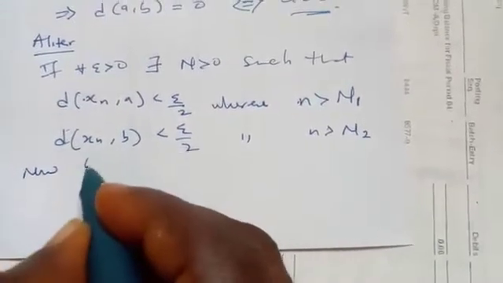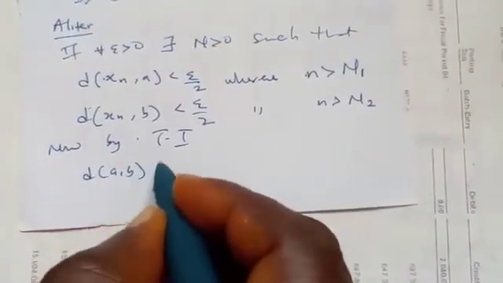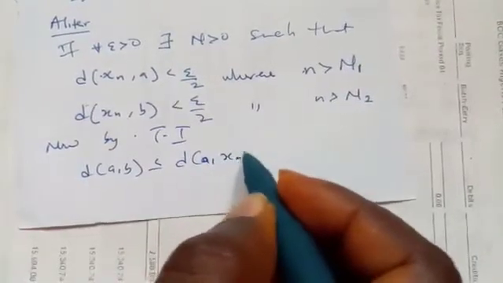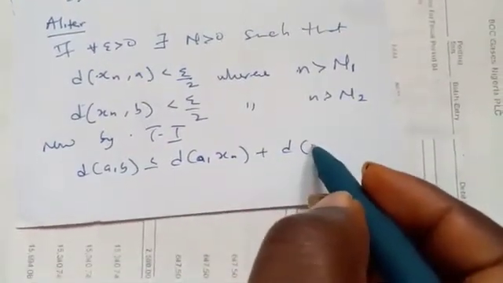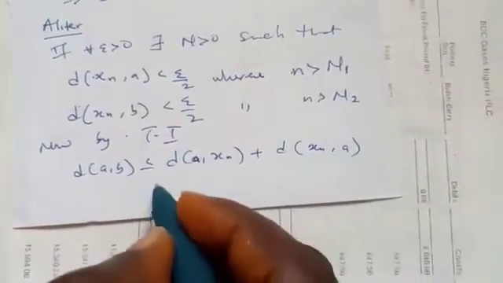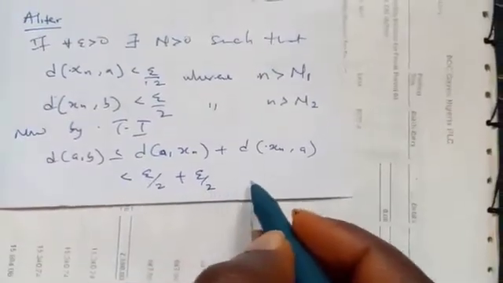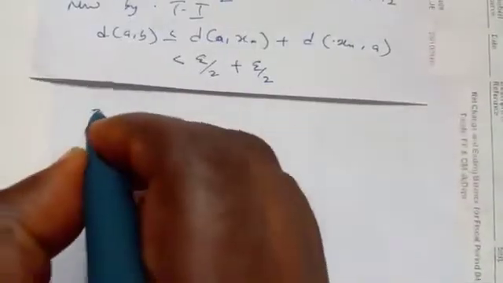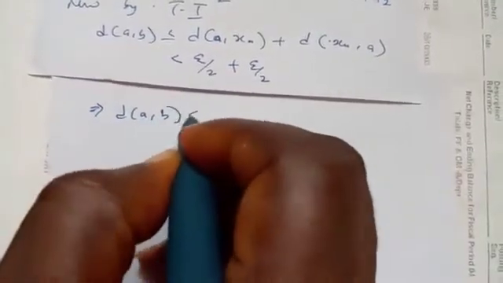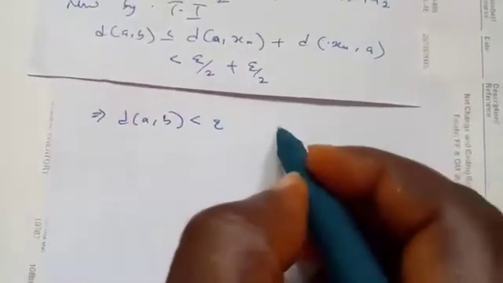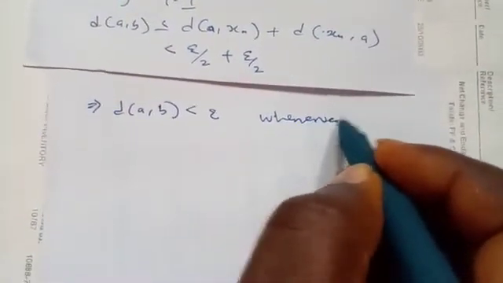Now, by the triangle inequality, which we applied in this place, we know that d of a comma b is less than or equal to d of a comma x_n plus d of x_n comma b. This one is strictly less than epsilon over 2, and this one too is less than epsilon over 2, which simply means d of a comma b is less than this plus this, which gives epsilon. So whenever n is greater than capital N, we are not using this here.